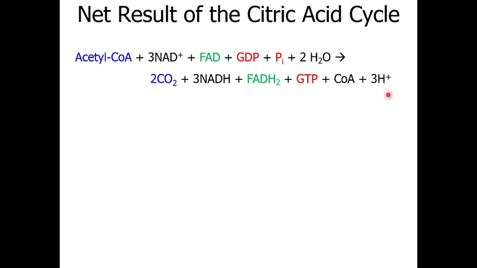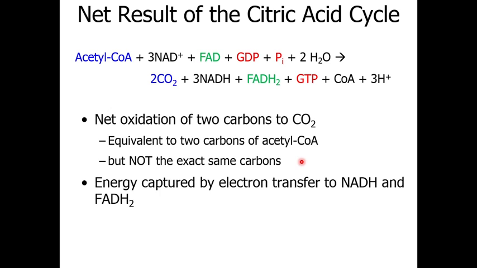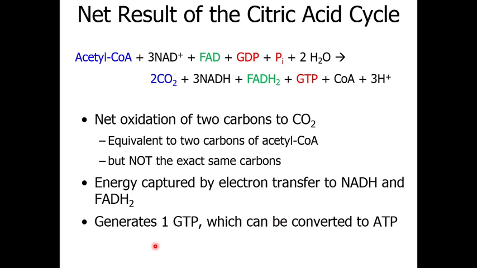Net oxidation of 2 carbons to carbon dioxide happens in citric acid cycle. This is equivalent to 2 carbons of acetyl-CoA, but not the exact same carbons. Energy captured by electron transfer to NADH and FADH2 happens. Again, it generates 1 GTP, which can be converted to ATP. Like I said, GTP is an ATP equivalent.